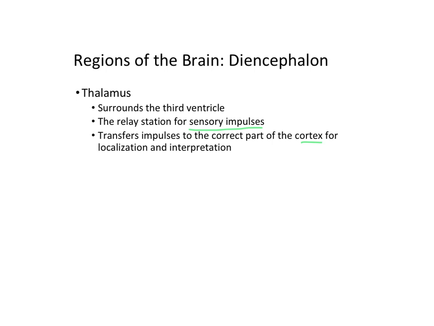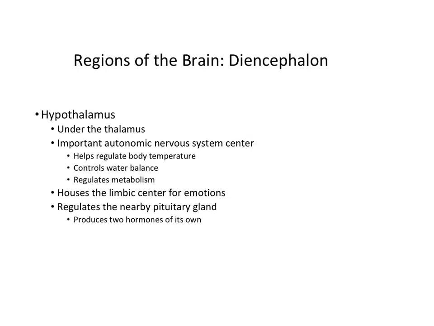So the thalamus is kind of a signal director, and it sends information to the correct part of the brain. The hypothalamus is under the thalamus, which is why it's called hypothalamus. It's important in the autonomic nervous system center. So it helps to regulate things like body temperature, your water balance, and metabolism.